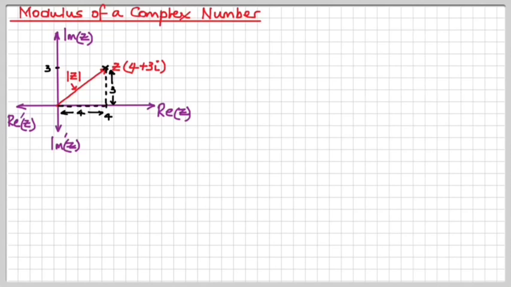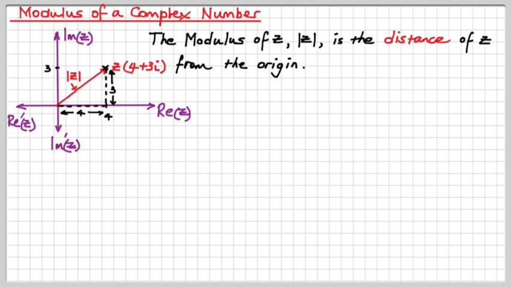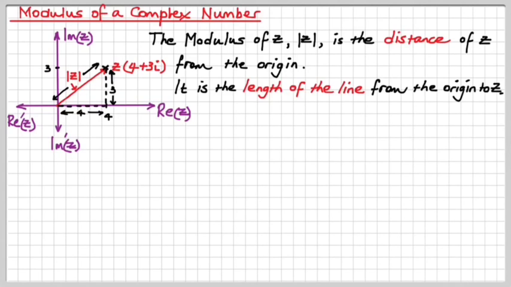Okay, we've got an example here. We've got the number 4 plus 3i. That's the position on the Argand diagram. The x coordinate or x length here is 4. The y length there is 3, okay? The modulus of z, written this way with these vertical lines either side of the symbol z, is nothing more than the distance of z from the origin. So it would be the length of this little red line here, ladies and gentlemen, okay?